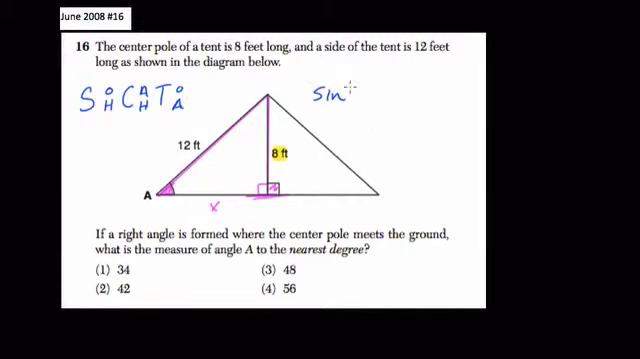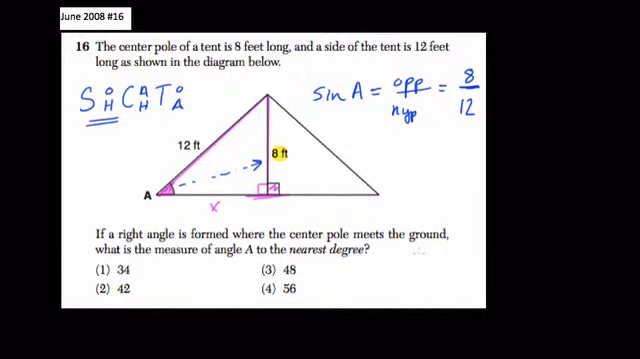The sine of angle A is going to equal, if you look at our acronym, SO, O over H, or opposite side over the hypotenuse. And that means the opposite side of the angle you're looking at, which in this case is 8. And the hypotenuse is here, which is 12.